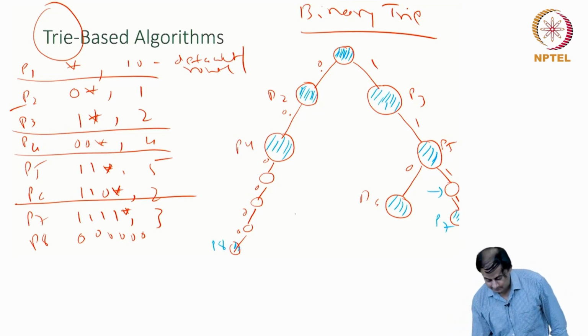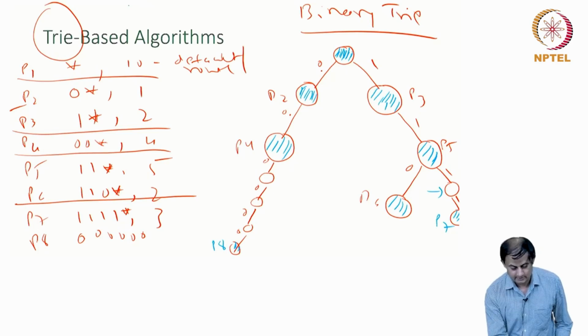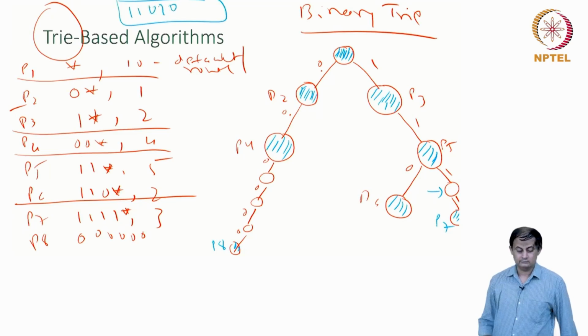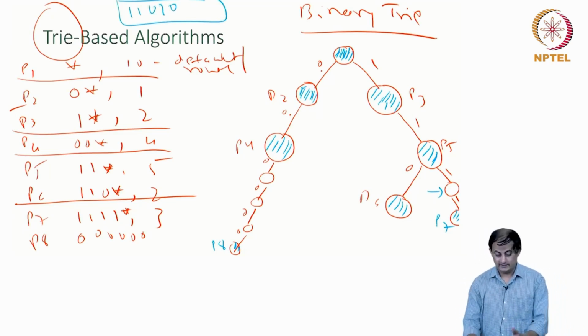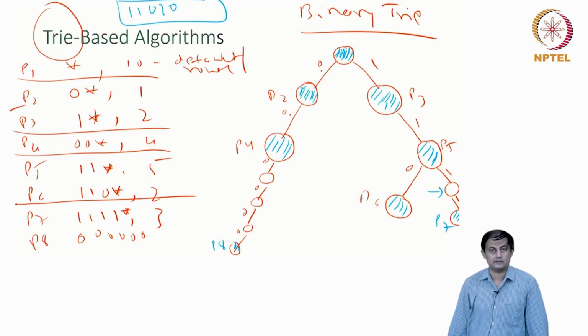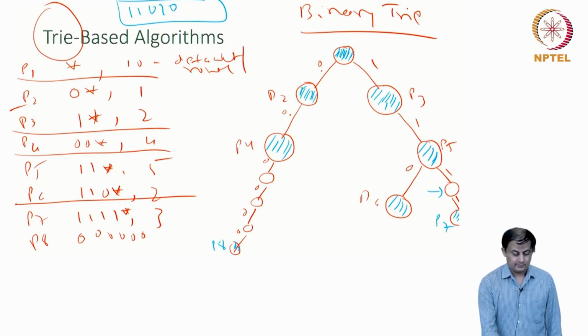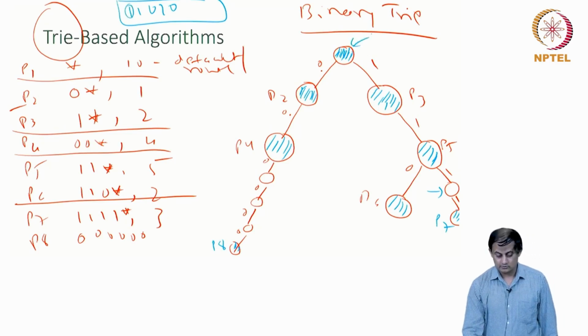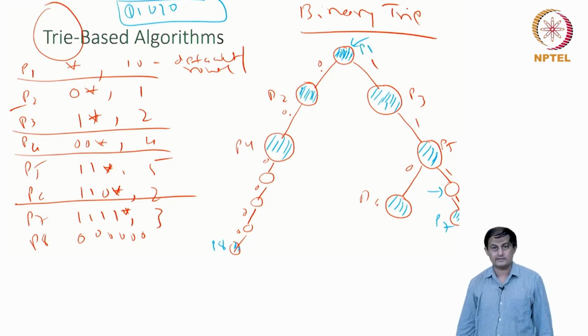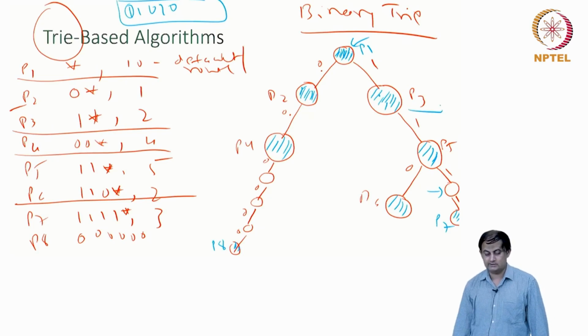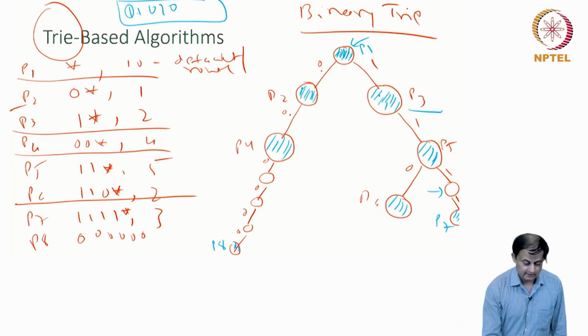Let's say I receive a packet with the IP address 11010. Now I need to traverse this trie and find out what is the best match for this particular IP address. The first bit is 1. You start with the root node, and when nothing is matching, by default P1 is anyway matching, that's the default entry. Since there is a 1, there is a child with the label 1, so I go here and I remember P3 is the best match so far.